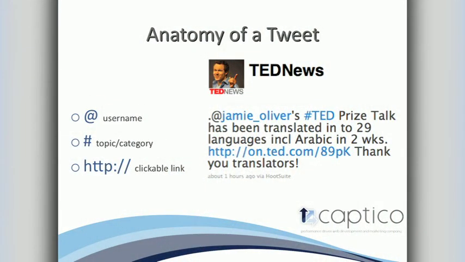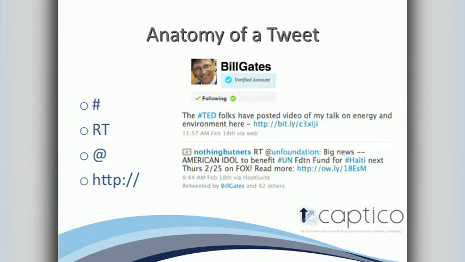Now I'm going to be talking about the anatomy of an actual tweet. Twitter, like anything else, has its own language. It only takes a few minutes to understand it. And once you understand the different parts of a tweet, you can really start navigating Twitter and using it to benefit your business. In this example, I used a couple tweets from Bill Gates, one of the biggest voices in the internet industry. You can see here that Bill uses a hashtag, a #, and then the word TED.